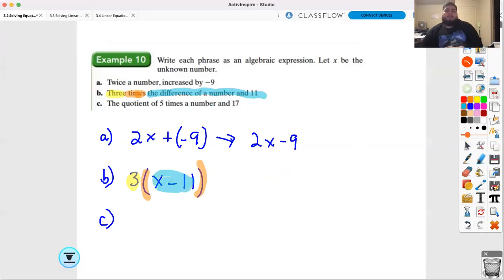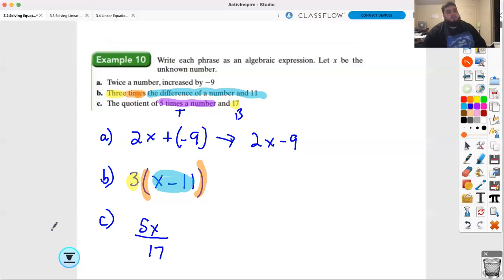All right, look at C. The quotient of 5 times a number and 17. So the quotient we know is a fraction, right? Remember the first thing they say after "of" is the top. This is the bottom. So we're dividing by 17 and the top is 5 times a number. And we're done. What questions do we have on this example, class? Any questions at all?